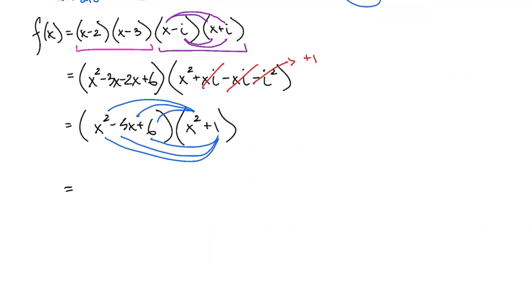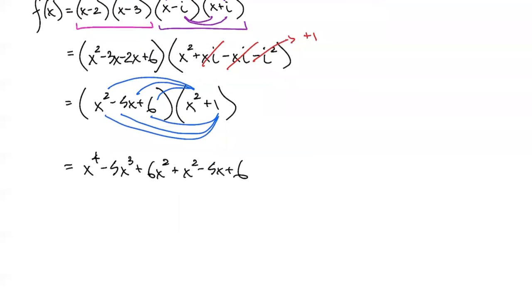Either way, we should get x to the 4th minus 5x cubed plus 6x squared plus x squared minus 5x plus 6. And when we clean that up, we get x to the 4th minus 5x cubed plus 7x squared minus 5x plus 6.